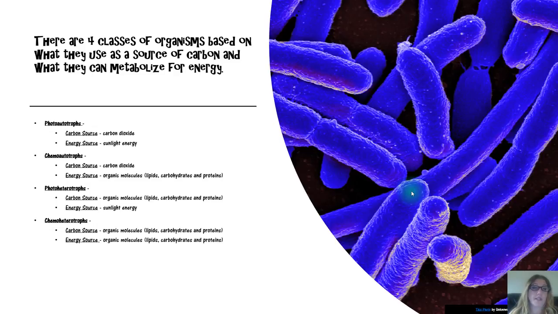So there are four main classes of organisms based on what they use as a source of carbon and what they can metabolize for energy. Photoautotroph means that the carbon source is carbon dioxide, and the energy source is sunlight. Chemoautotroph: the carbon source is carbon dioxide, and the energy source is chemical compounds. The photoheterotroph's carbon source is organic molecules, and the energy source is sunlight. The chemoheterotroph's carbon source is organic molecules, and the energy source is also organic molecules.